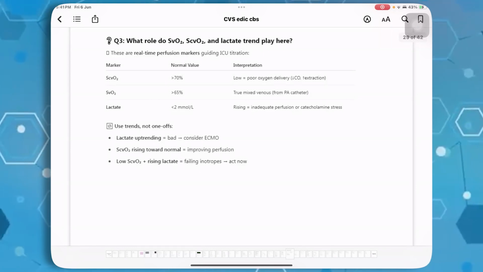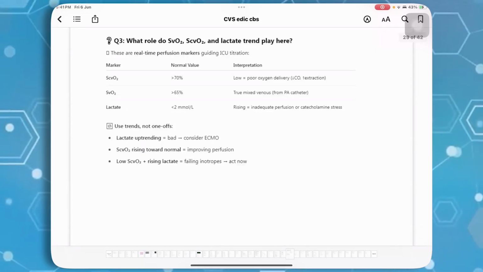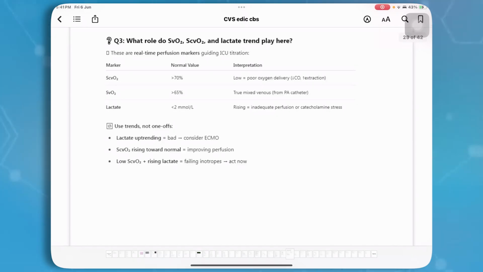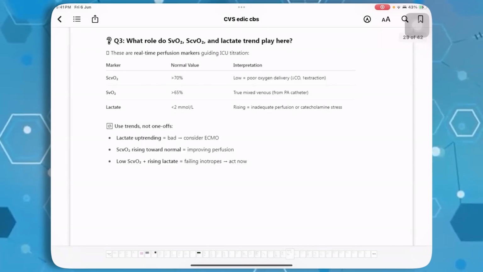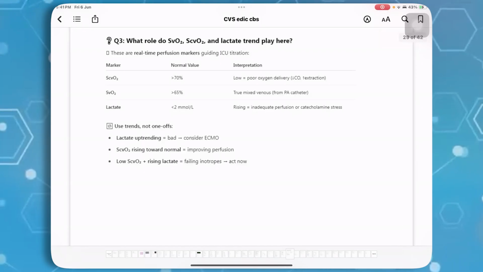But if it continues to rise, it only tells us that glycolysis, Krebs cycle, anaerobic metabolism is happening. And also catecholamines, epinephrine, milrinone, both of them can be contributing. Okay, so lactate uptrending is bad, consider ECMO. Mixed venous saturation falling, again, consider upgrading.